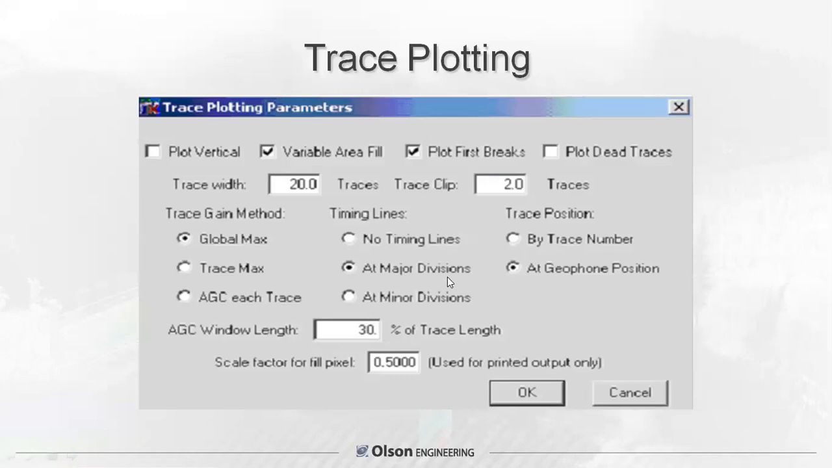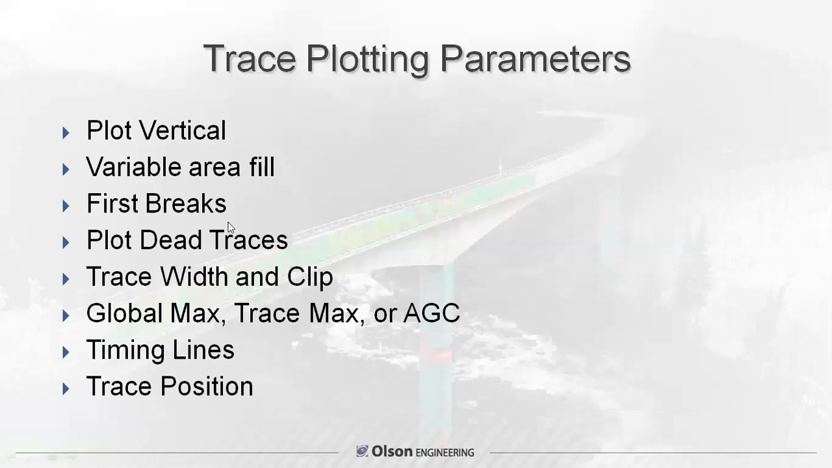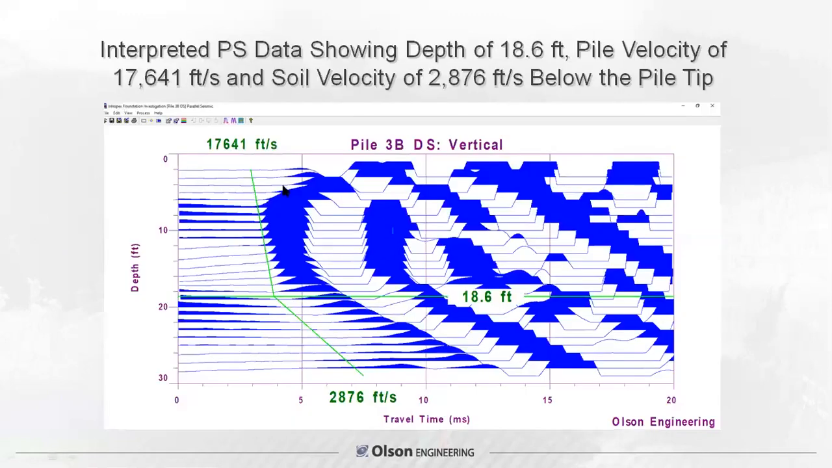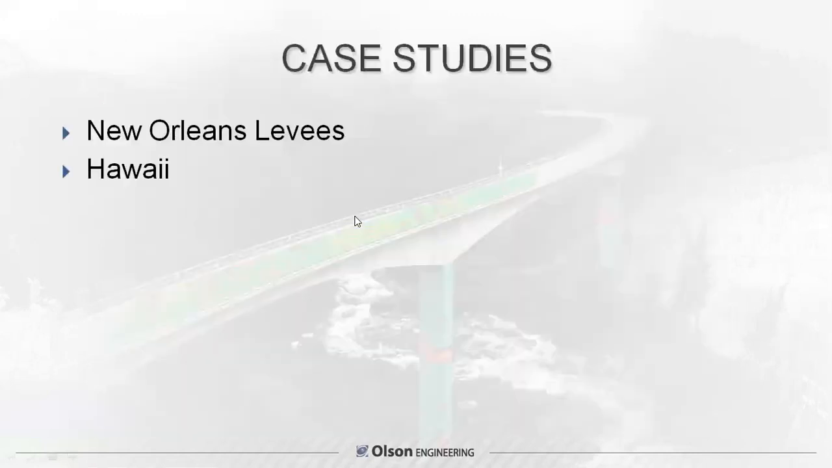These are some of the different plotting parameters. You can plot different options with the IX Foundation. But essentially, you're getting this depth, soil velocity, and pile velocity.